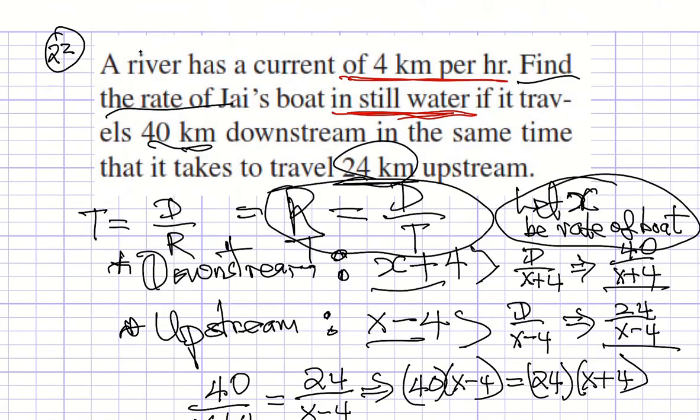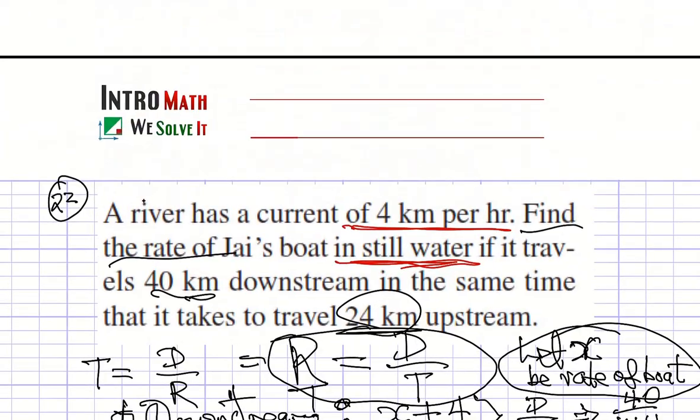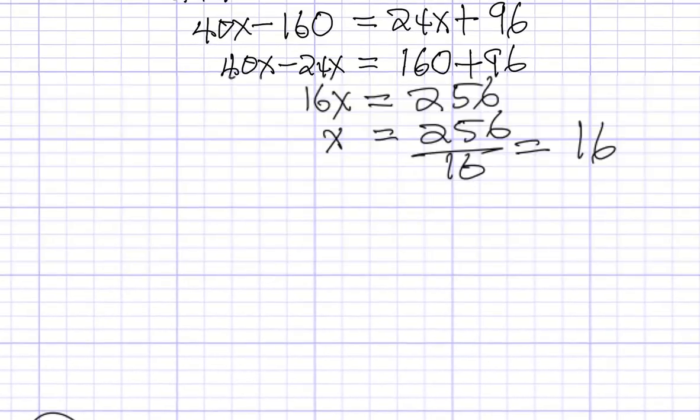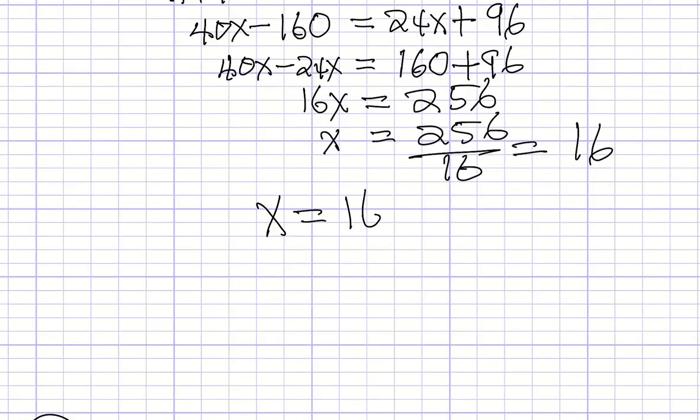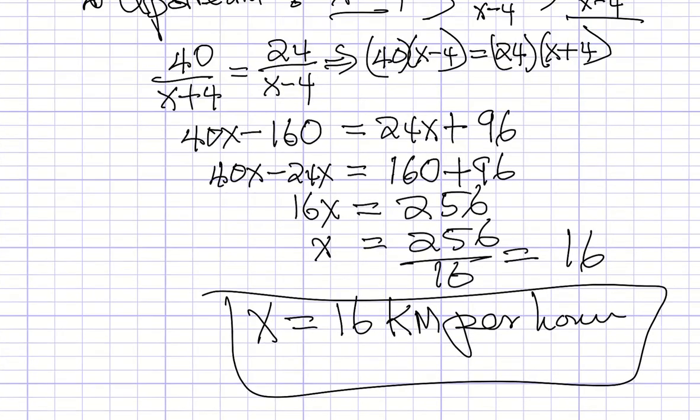The rate of the boat, right, is x. So we found it. The rate of the boat is 16 kilometers per hour. So the rate is x equals 16 kilometers per hour, okay? That's what they're looking for, okay? Make sure you understand what is going on there. Okay, so we'll leave that and we'll move on.